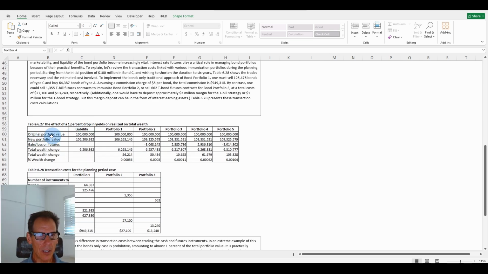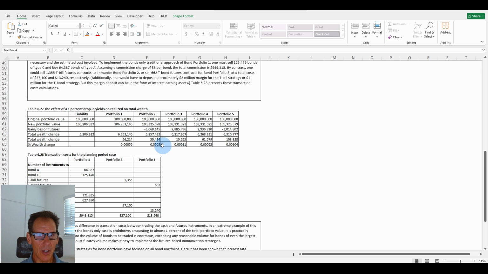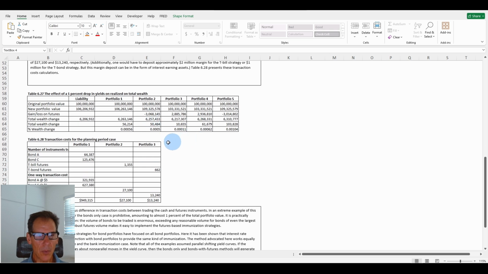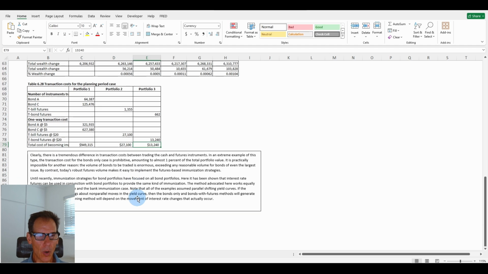Original $100 million, new portfolio value 106, total wealth change. We're going to see this variation here, gains, losses, etc. Go ahead and read through this. Then we have transaction cost. So you can see total cost $949, $27,1, $13,4.